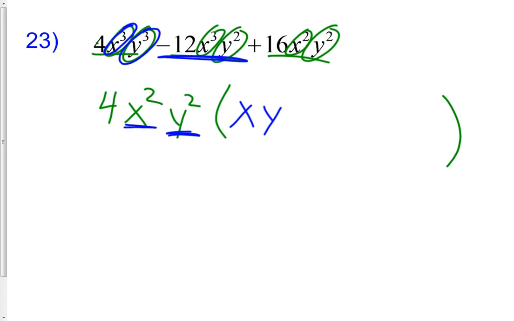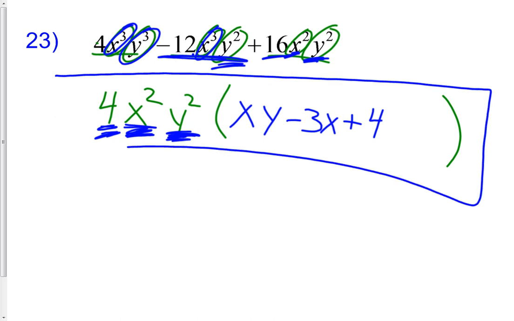Here's my second term. I took a negative 12 and I divided it by 4, so I have a negative 3 left. X cubed divided by the x squared is x to the first. And y squared divided by y squared is gone, so I just have a minus 3x for the second term. Plus 16 divided by 4 is 4. X squared divided by x squared, x's are gone. Y squared divided by y squared, y's are gone. So this is my answer. All you do for 23 is take out a GCF.